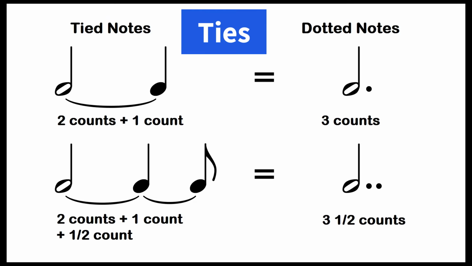Ties. A tie is a curved line that connects the heads of 2 notes of the same pitch, indicating that you should add the duration of each note together and play them as a single note. For instance, if there's a tie connecting a half note and a quarter note, you are to hold that note for 3 beats. If there's a tie connecting a quarter note and a whole note together, the note lasts for 5 beats.